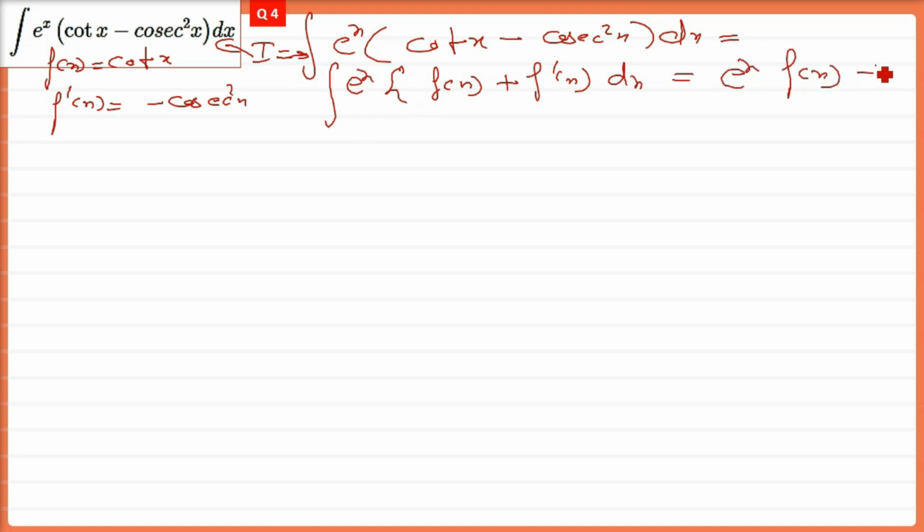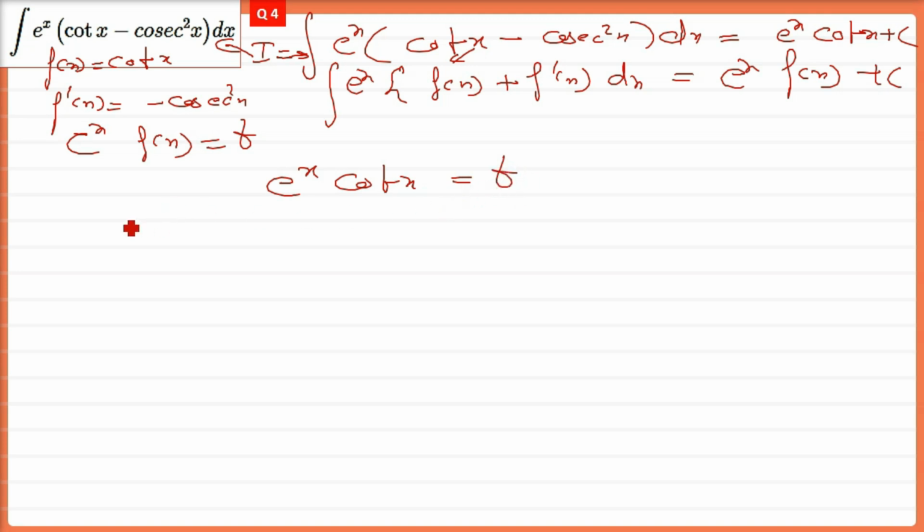So e raised x f(x) plus c will come. What is f(x) here? Cot x. So e raised x cot x plus c. Alright, this is the answer. You don't have to go forward if it's just a multiple choice question or 1 mark question. But now we need to go ahead also. Always take e raised x into f(x) equals to t. What is e raised x into f(x)? See, f(x) is cot x here. So e raised x cot x equals to t, just assume like that.